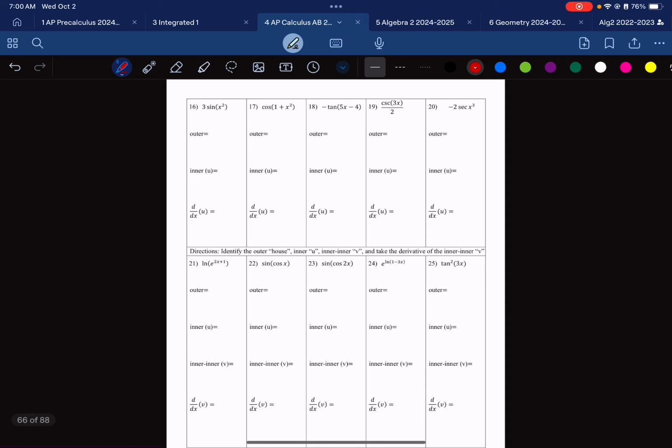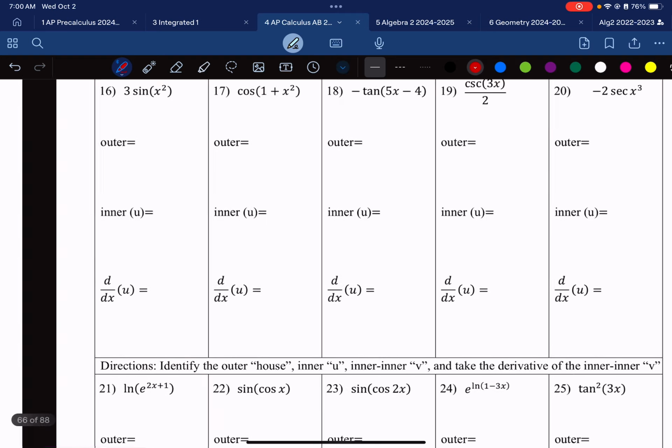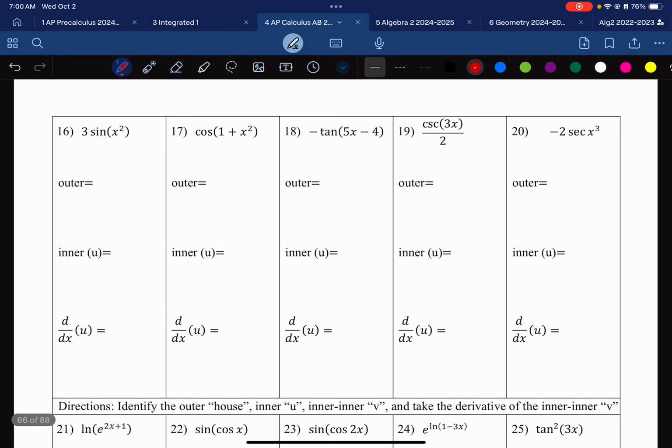All right, backside. What are we doing down here? All right, so we've got some trig house now. The outer is going to be 3 sine of whatever the inside is. The inside is x squared. The derivative of that x squared is 2x, again, because the 2 comes down in front, and 2 goes down to a power of 1.